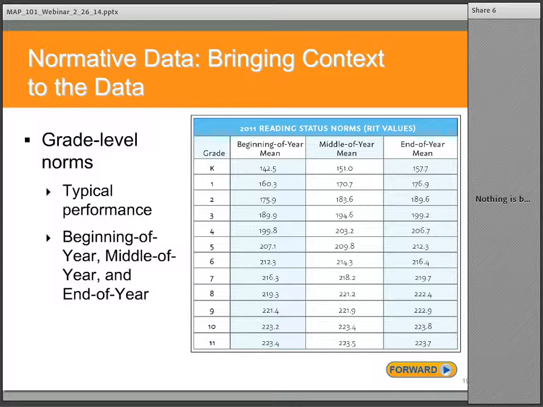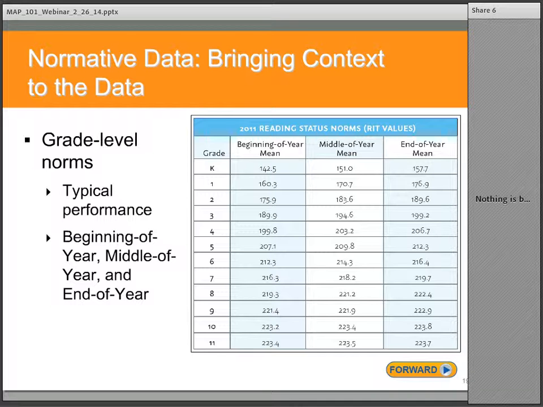Another thing that I find very interesting about these reading norms is if I look at kindergarten and I look at the beginning of the year mean to the end of the year mean, that's over 15 RIT points. But if I look down at 11th grade, it's a 0.3 RIT score increase in the RIT score. Right. Yes, that's very correct.